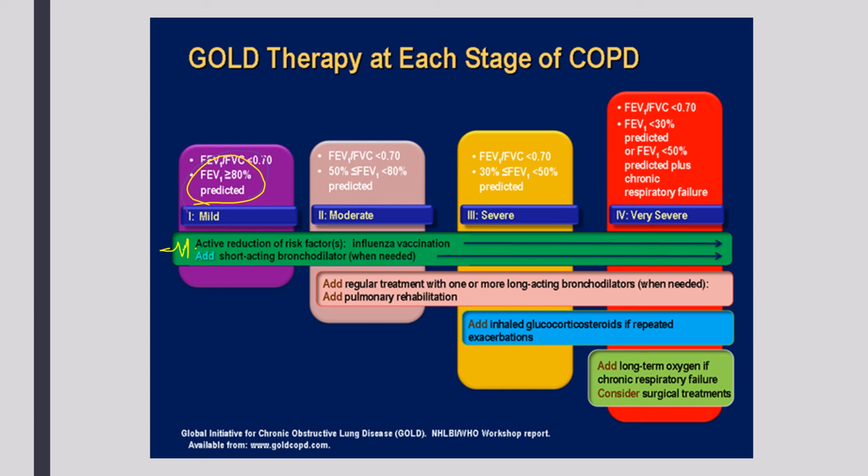When we're looking at moderate stage, now we're looking at their FEV1 between 50 and 80% of predicted, right? So that PFT will help us see that there.